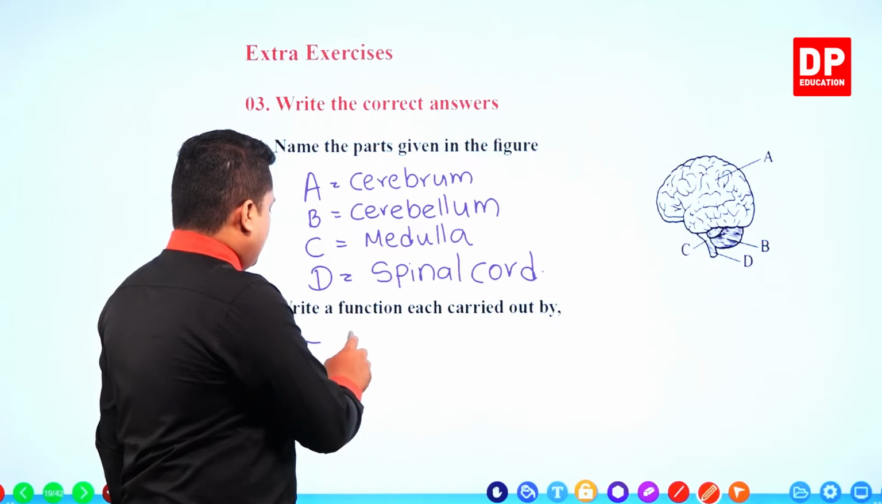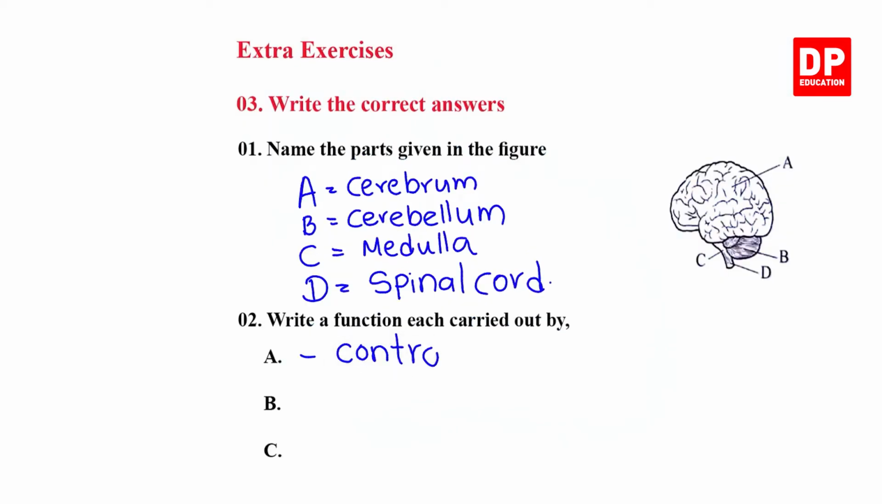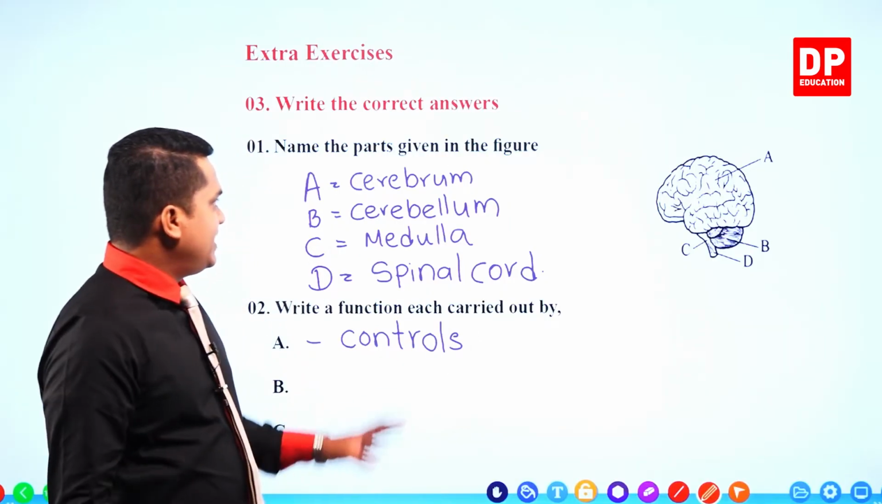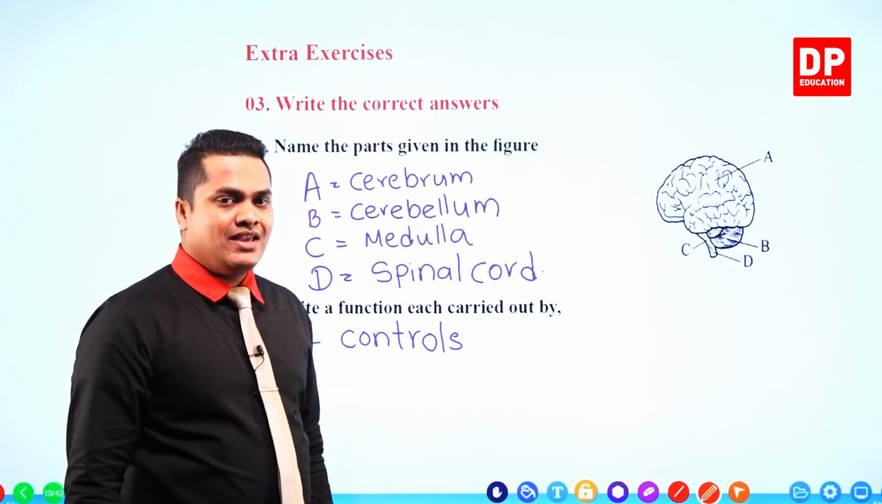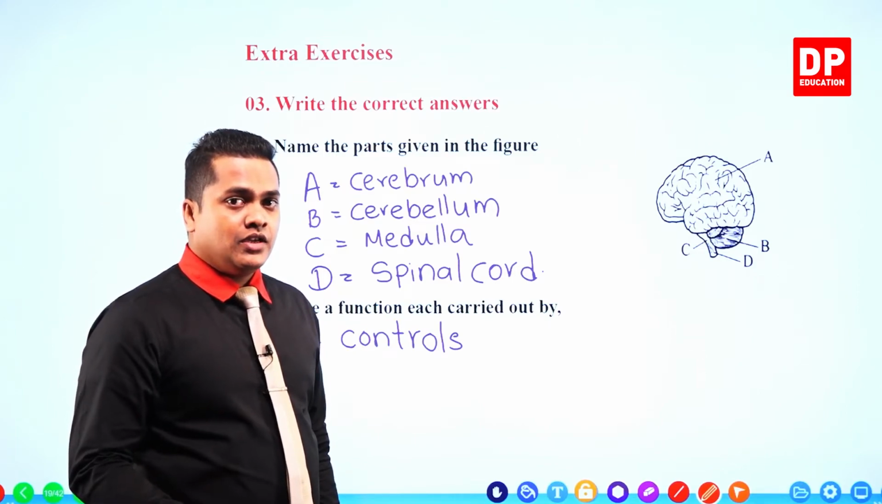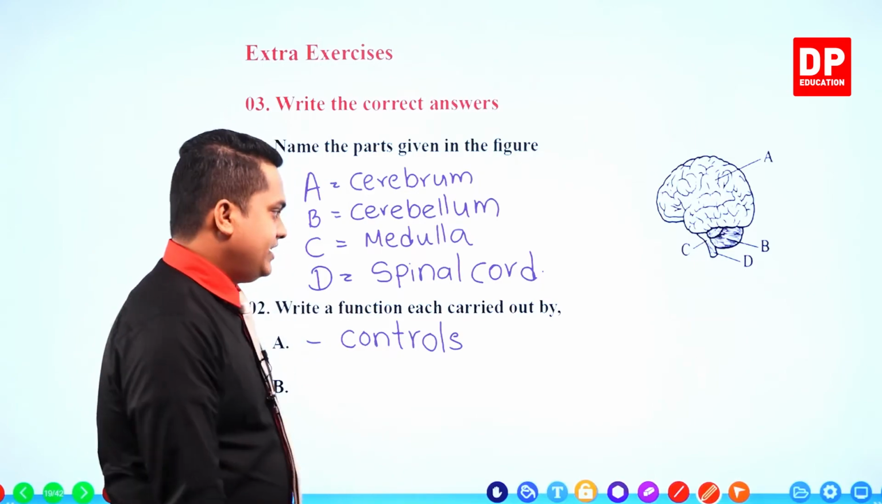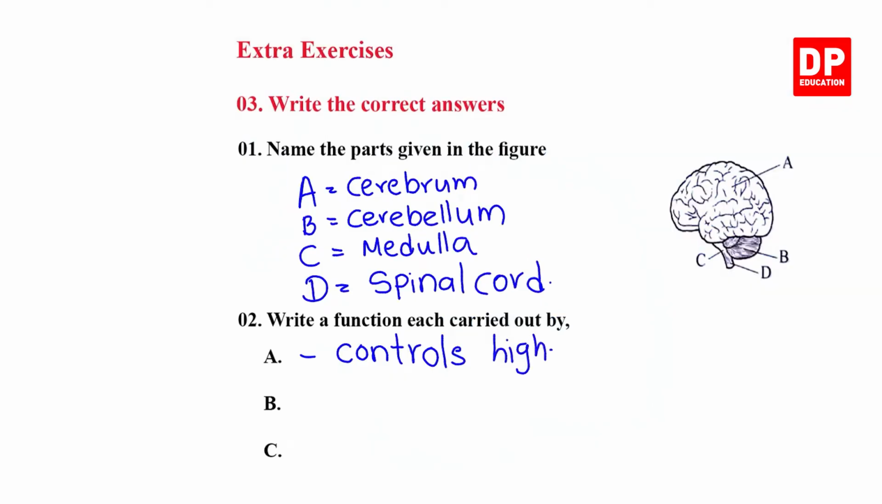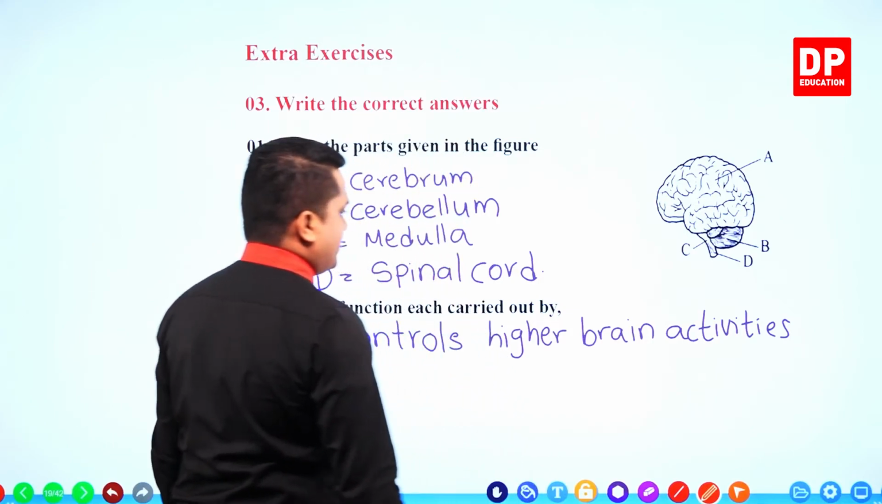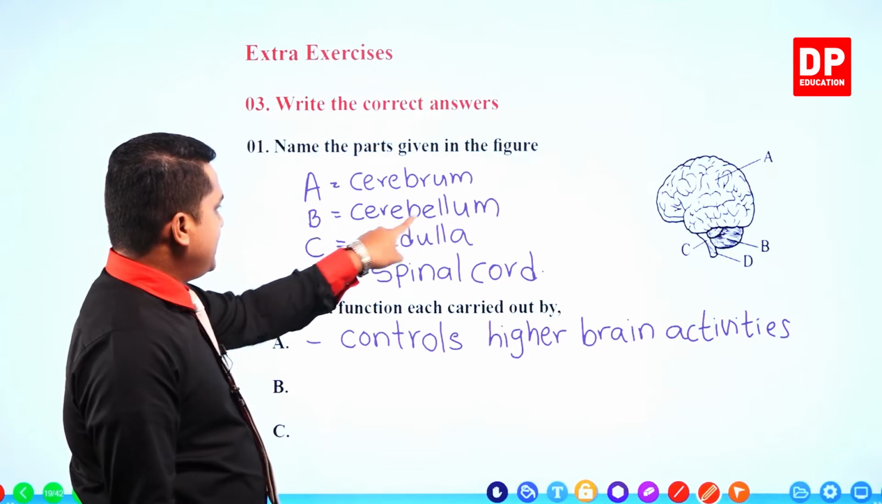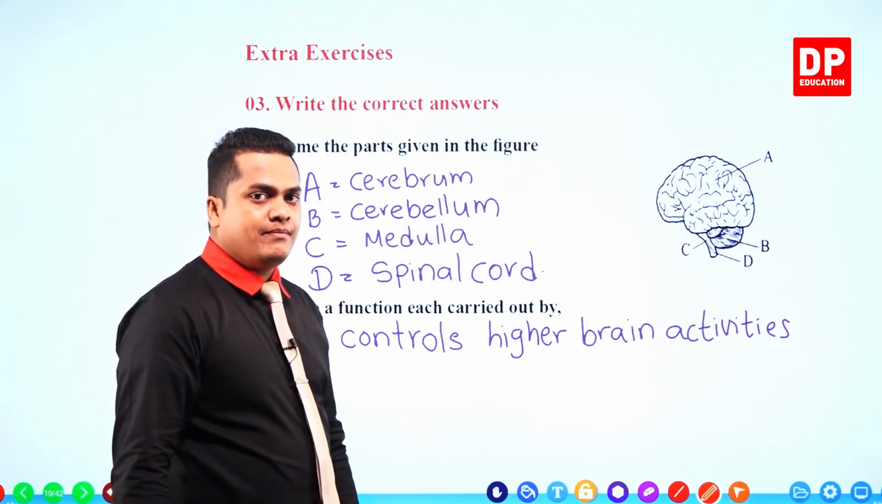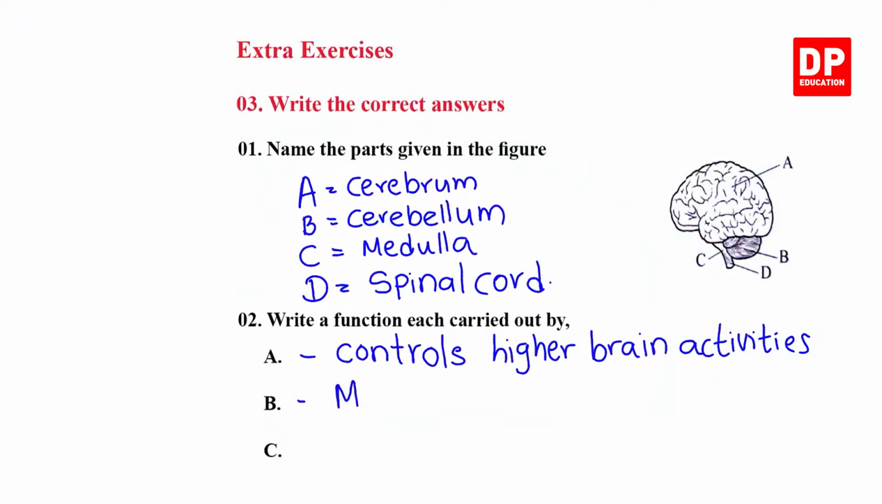Write a function carried out by each of A, B and C. A is the cerebrum. A controls memory, intelligence, learning, those types of higher brain activities. So it controls higher brain activities. B, cerebellum. The cerebellum helps to maintain body balance.